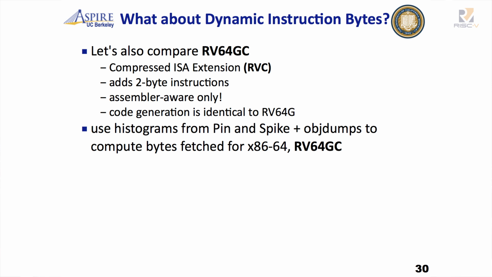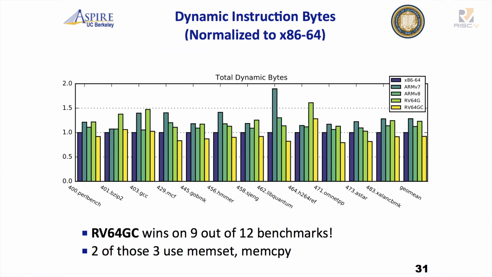It's the same code generation, same performance, just we can add in some 2-byte instructions as well. And we'll look at the histograms to count how much they were fetching. And what we find out is that with the compressed ISA extension, RISC-V wins on 9 out of the 12 benchmarks in terms of the raw instruction bytes per program. And 2 of those 3 is the memset and the memcpy that we talked about. I don't know about you, but that's really impressive to me.